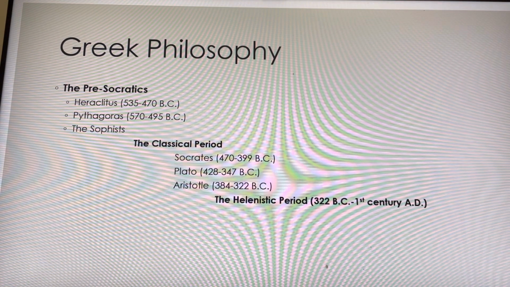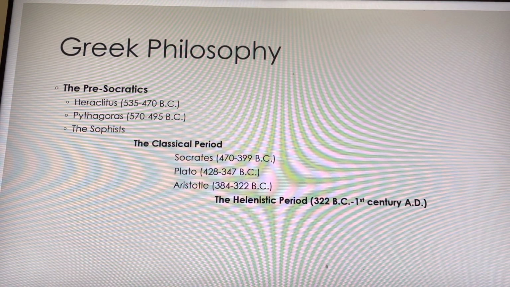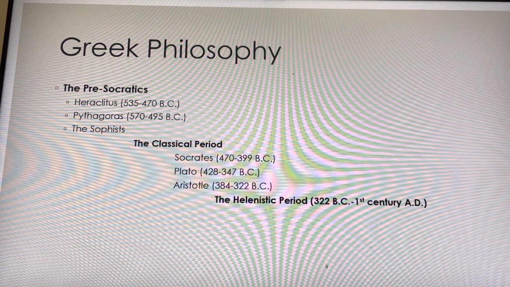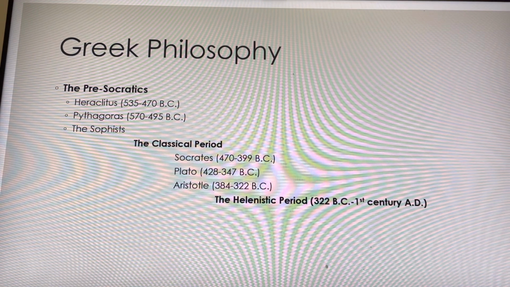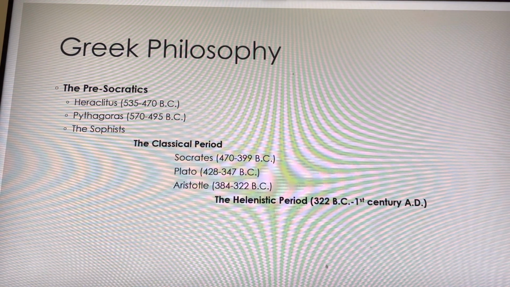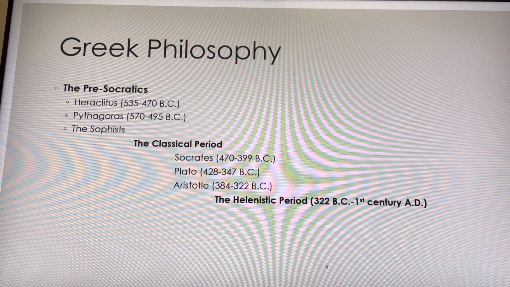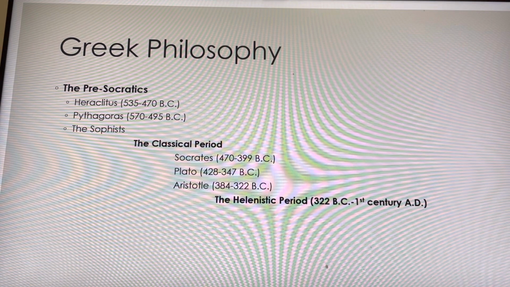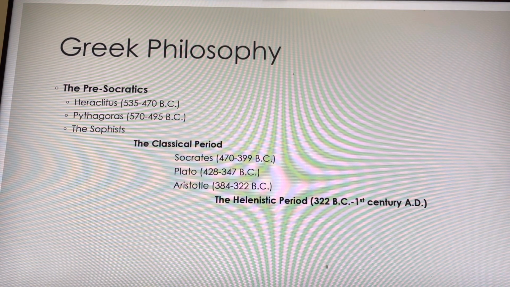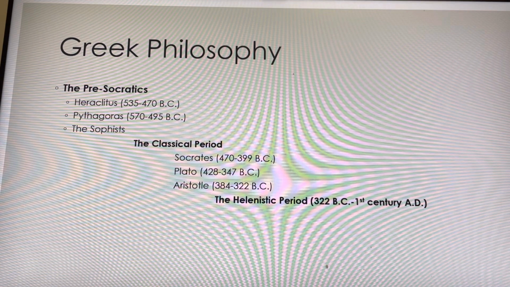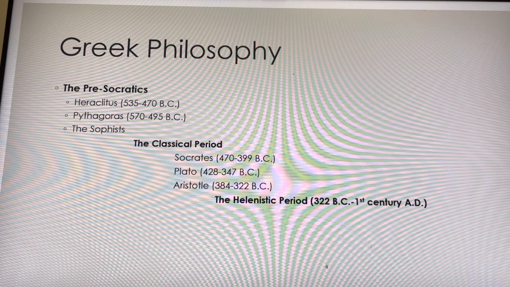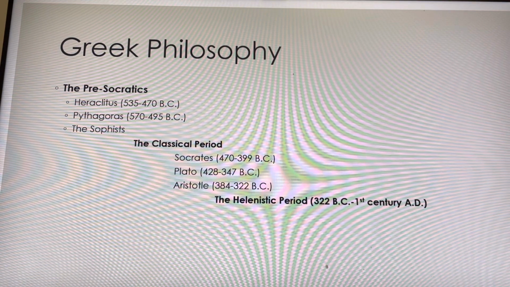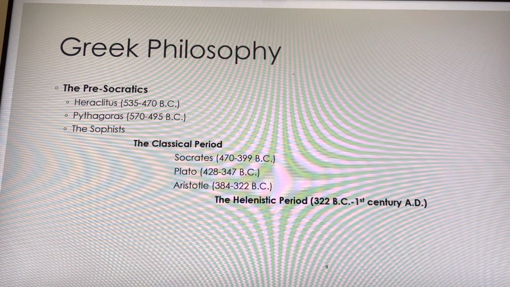And as we can see from the screen here, ancient Greek philosophy is divided up into three major areas: the pre-Socratics, the classical period, and the Hellenistic period. Now, the pre-Socratics, obviously, as the name implies, come before the time of Socrates. And while there are quite a few of them that are interesting to look at, I'm going to look specifically at two. One is Heraclitus, who lives from 535 to 470 BC, and the other is Pythagoras, who lives from 570 to 495. The reason why I'm looking at these two is because they are very influential on the views of Plato that you're going to be studying.